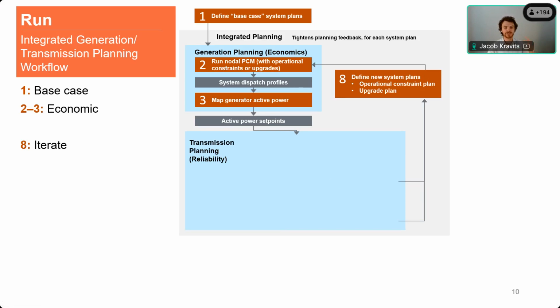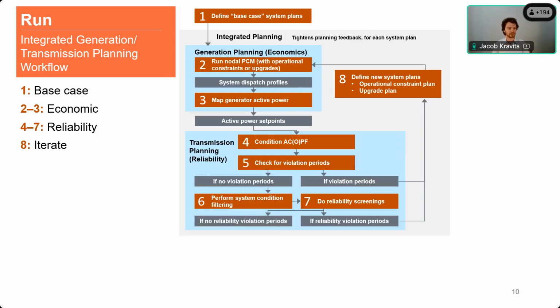On the transmission planning side, again, this isn't meant to replace an entire transmission planning study, but just gives you a flavor of transmission planning. We're talking about system conditioning, right? Transmission planners are trying to figure out periods that violate physics, that are problems for reliability. Now, historically, transmission planners were maybe looking at winter and summer peaks, right?